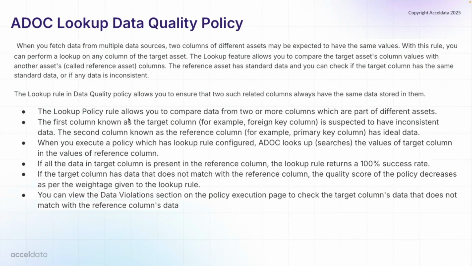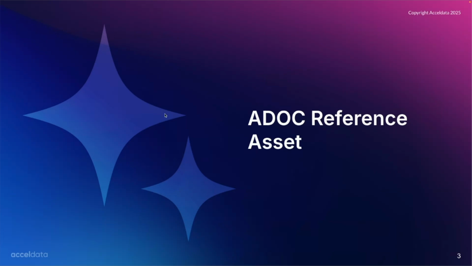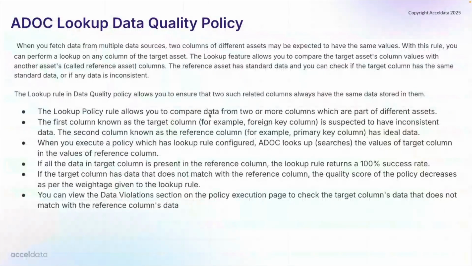So how does it basically work? The lookup policy rule allows you to compare data from two or more columns which are part of different assets. So in our case, the customer table and the country table. The column of the target table, for example the foreign key column, let's say the country ID of the customer table, is suspected to have inconsistent data. And the second column here, which is the reference column, the country ID of the country table, is a golden record, or ideal data.